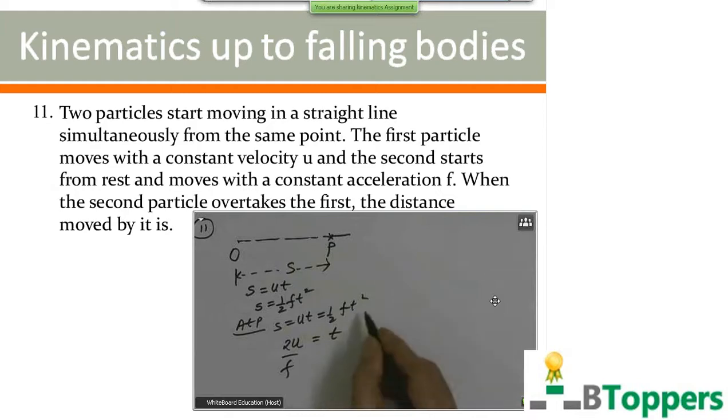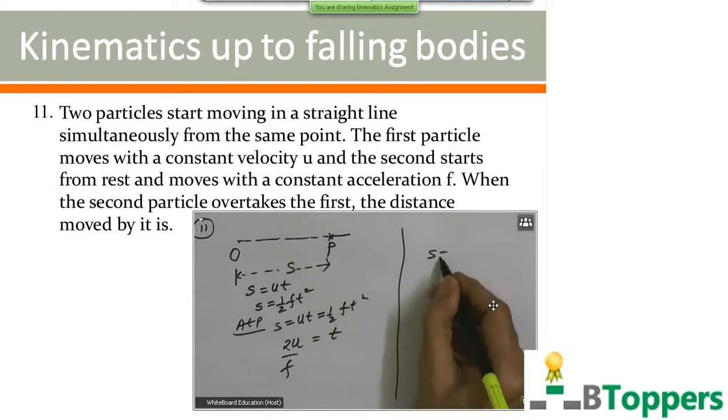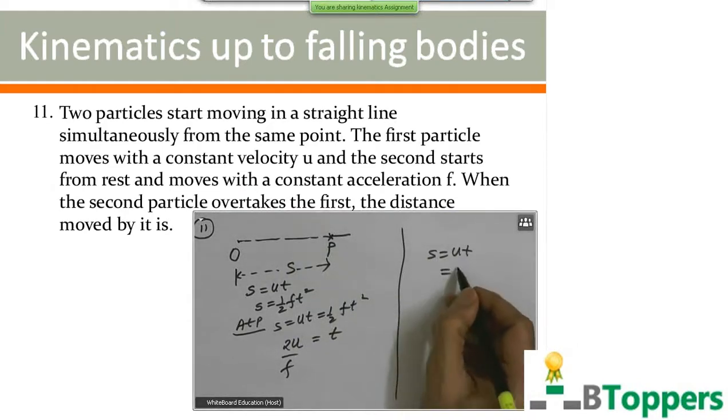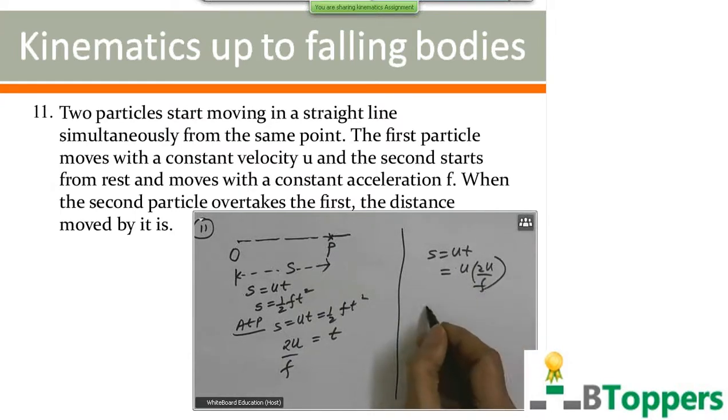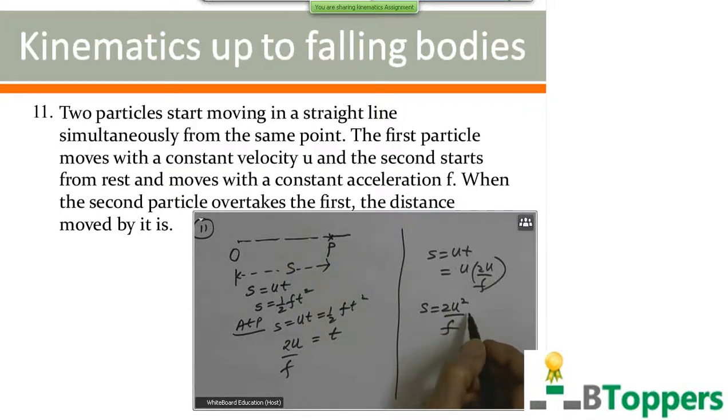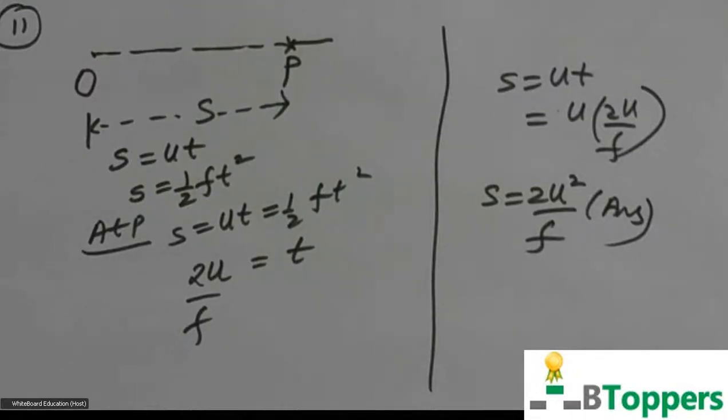So you can substitute this value of time t in the first equation. That means when the second particle overtakes the first particle, the distance moved by each particle will be 2u square by f. That will be the answer. If you want to copy the solution of this problem, you can take a pause and copy the solution of this problem.